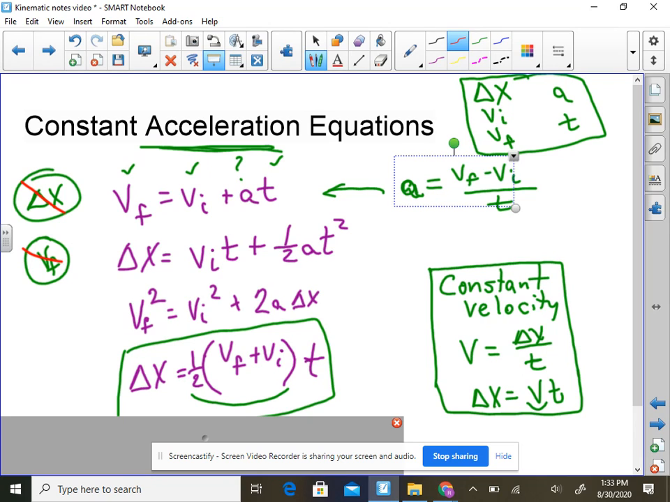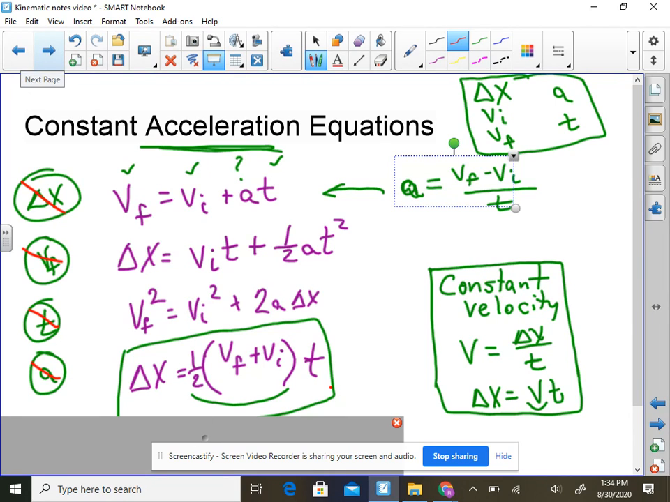The next one has final and initial velocity, acceleration, and displacement. It does not have time in it. And so if we don't know time or care about finding time, we might want to use this equation. And the last one has displacement, initial and final velocity, and time. And so the thing that we don't have in this equation is acceleration. So if you have a problem where you're not given acceleration and you don't care about finding acceleration, this might be the one you want to use for that problem.